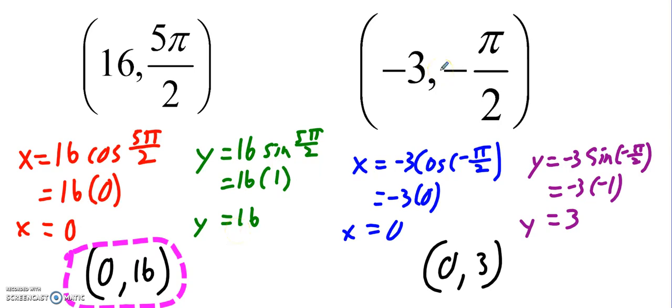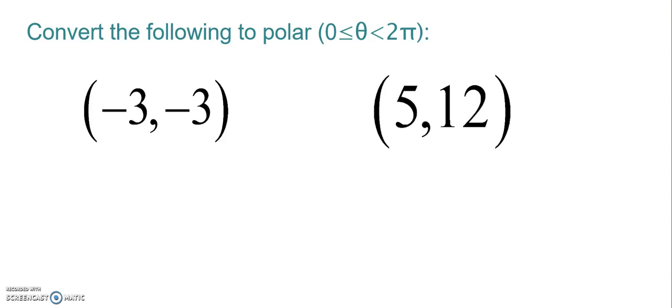For the other coordinate, x equals negative 3 cosine negative pi halves. Cosine of negative pi halves is 0. x equals 0. y equals negative 3 sine of negative pi halves. Sine of negative pi halves is negative 1, so y equals 3. So I get the point (0, 3). Fantastic. Moving on, let's try to go the other direction.